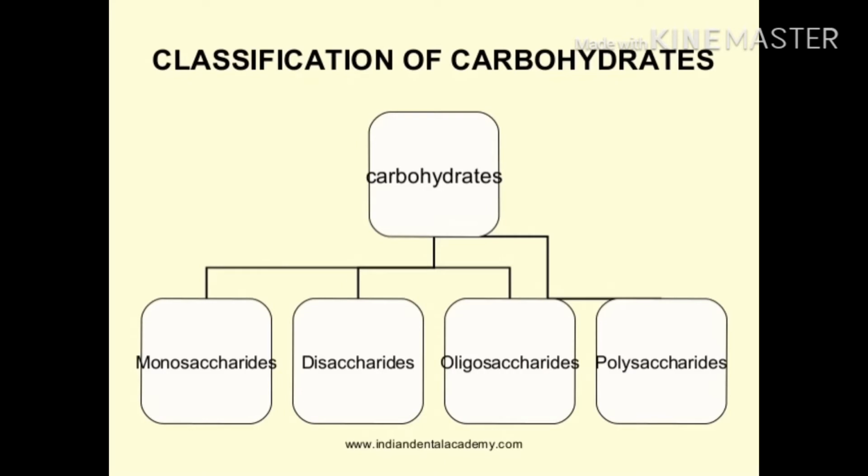So let's move on to the classifications of carbohydrates. In the classification of carbohydrates, we have 4 types. Before we know these 4 types, let's know what carbohydrates are. Carbohydrates are called carbs. They are defined as aldehydic or ketonic compounds with some number of oxygen groups.